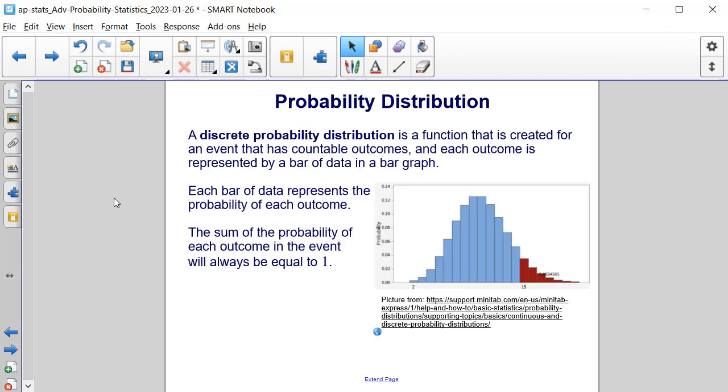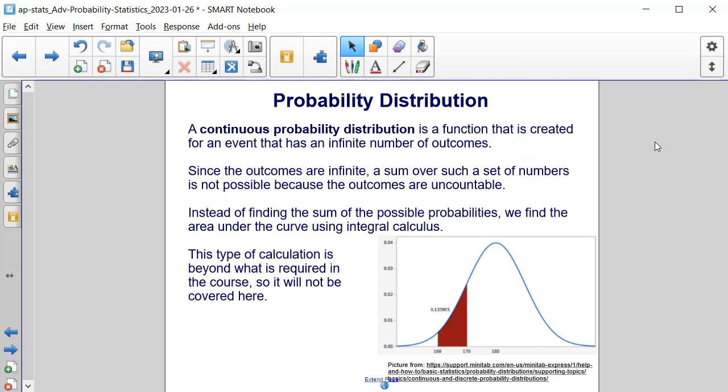A discrete probability distribution is a function that is created for an event that has countable outcomes, and each outcome is represented by a bar of data in a bar graph. Each bar of data represents the probability of each outcome, and the sum of the probability of each outcome in the event will always equal 1.